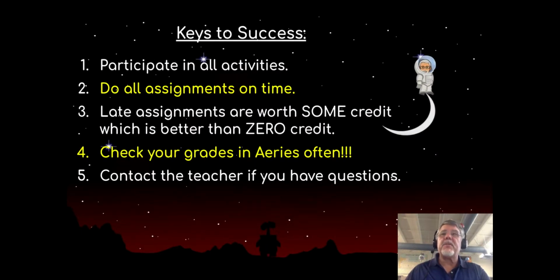All right, here's some keys to success for class this year. Participate. Participate in everything. Participate, participate, participate. That's key. Do all your assignments on time. In the event that you don't, late assignments are worth some credit, and that's better than 0 credit. It's always better to turn an assignment in late than not to turn it in at all. And then check your grades in Aries often, at least once a day. Check your grades, see what's happening there, and contact your teacher if you have any questions.